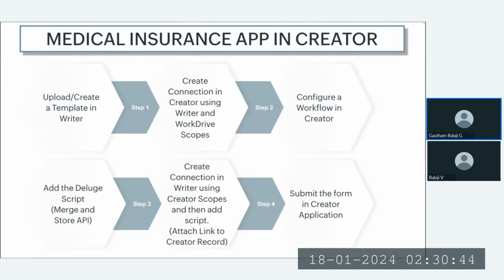And once it is done on Writer's end, we have created a connection using scopes from Zoho Creator, and we have used the script attach link to creator record. So this is a predefined gallery script that we have used. And once all this configuration is done, all you have to do is submit the form in the Creator application. So once the form gets submitted in Zoho Creator, this workflow will be automatically triggered and the document's URL will be added back to your record.